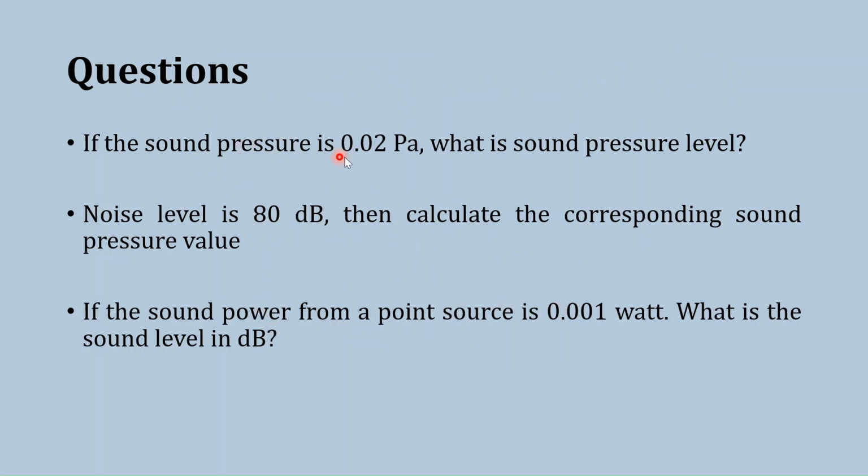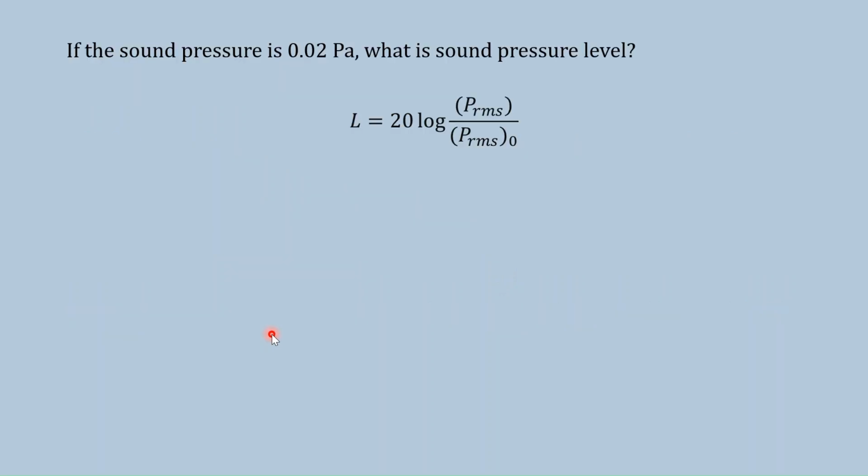So here we have the first question where sound pressure is asked and then you have to calculate the sound pressure level. Second question is where the noise level is mentioned and then you have to calculate the corresponding sound pressure level. And in the third question it is mentioned that if the sound power from a point source is 0.001 watt, what is the sound level in decibel? So let us see the first question.